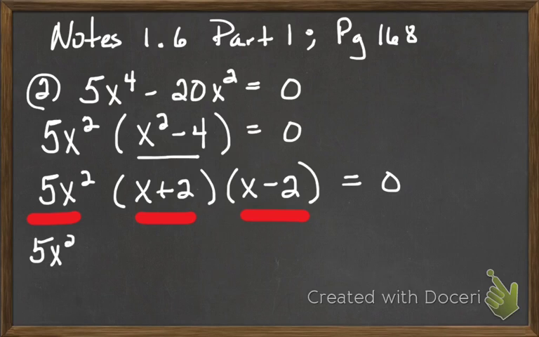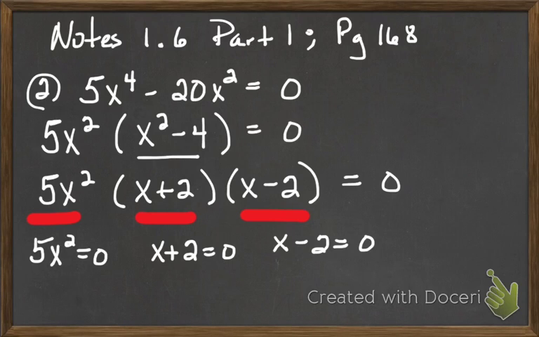So you're going to set 5x squared equal to 0, and we'll solve that in just a minute. You're going to set x plus 2 equal to 0, and we'll solve that. And then you're going to set x minus 2 equal to 0. I'm going to go ahead and tell you how important the degree of your equation is. Your degree is your highest exponent, okay? Your degree tells you how many solutions you should have at the end of your problem. So if your highest exponent is 4, that means the degree is 4. You should have 4 solutions when you get to the end.